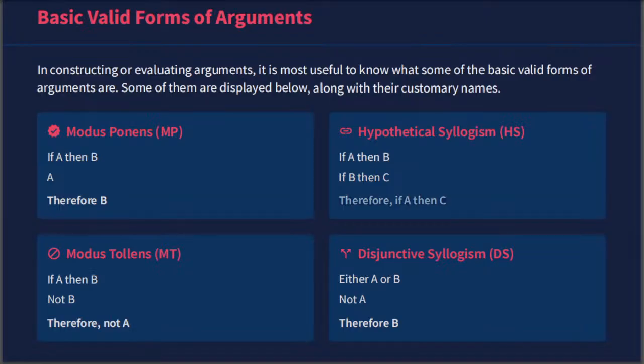And then we have the disjunctive syllogism with the or, either A or B. So it's got to be one or the other, and it's not A, therefore it's B. If it's not in this hand, it must be in the other. So we see how these are some of just the basic forms of valid arguments. So we have the MP, the MT, the HS, and the DS.